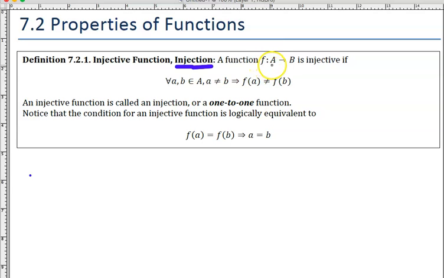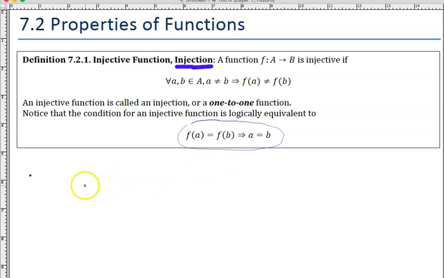If f is a function from set A to set B, it's injective if for all a, b in A, if a is not equal to b, then f of a is not equal to f of b. This is logically equivalent to saying this: if two images are equal to each other, then they must have come from the same point. So if f of a equals f of b, then a equals b.